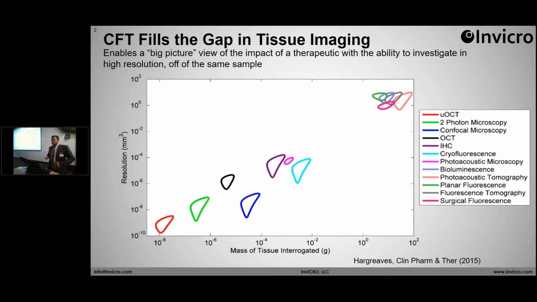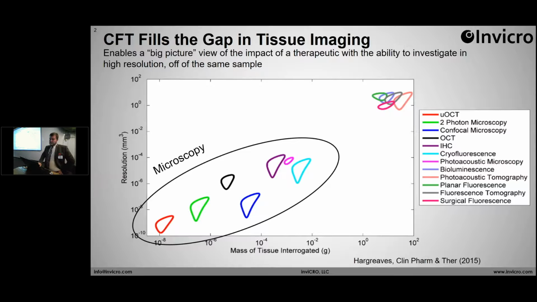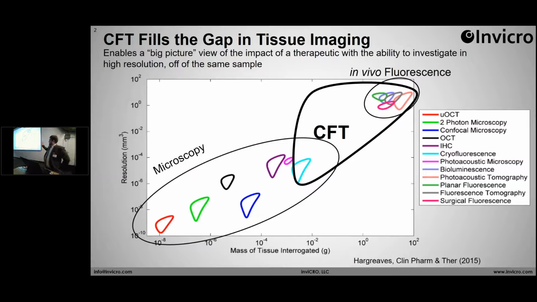Okay, so we have all kinds of ways of doing molecular imaging, and what we're looking at here is a comparison of the masses of tissue interrogated versus the resolution for a bunch of different imaging modalities. Down on the bottom left, we have all these microscopic approaches, confocal, micro photoacoustics, and what have you. And on the top right, we have in vivo fluorescence. So we have small things that we view a small amount of at high resolution and large things that we view a large amount of at low resolution. This technology that we're talking about, where the software package fits in, is bridging this gap in between these two classes of imaging.